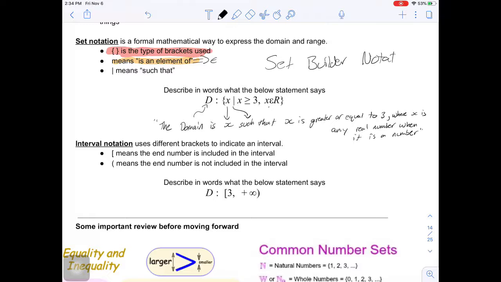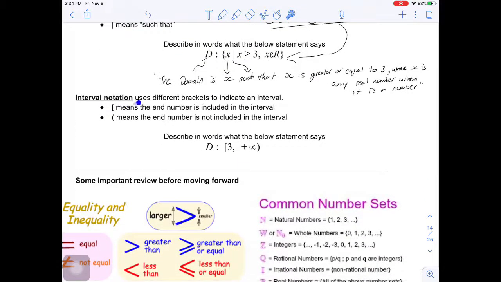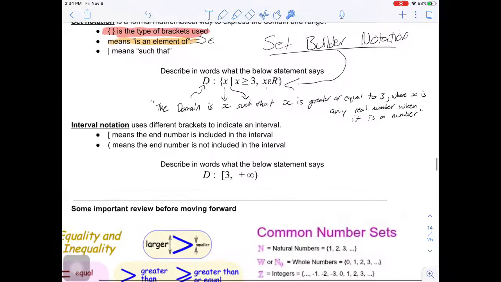This is set builder notation here. Interval notation is something some people find easier, and some people might struggle with it a little bit more. You have to know how to do both. This uses different brackets to indicate the interval. An interval is just the things that are included. Some things to note: you have these square brackets here. Square brackets mean the number is included in the interval.